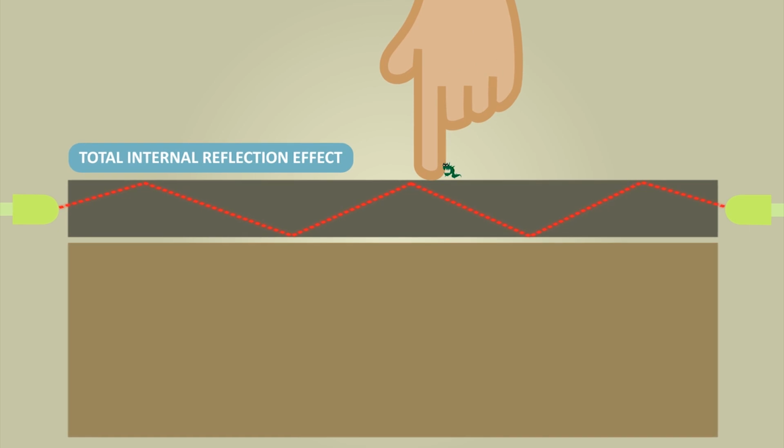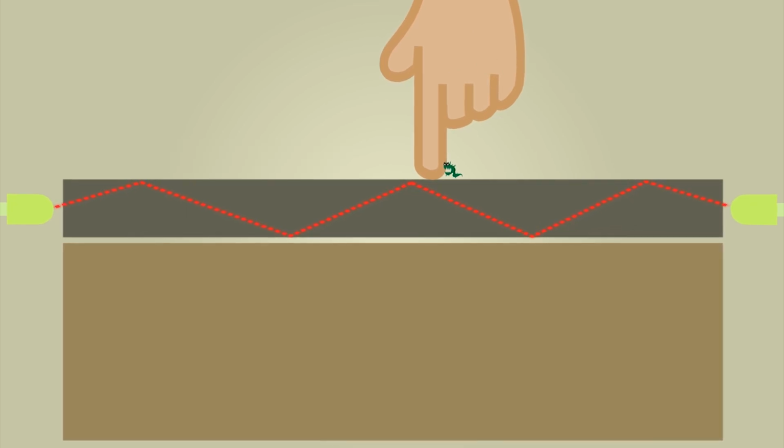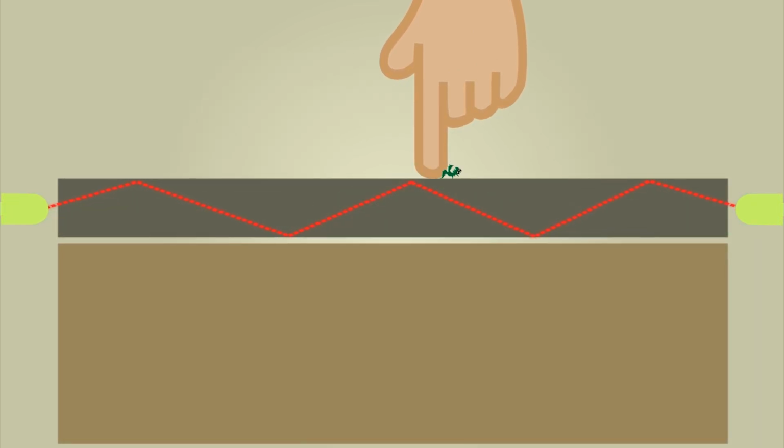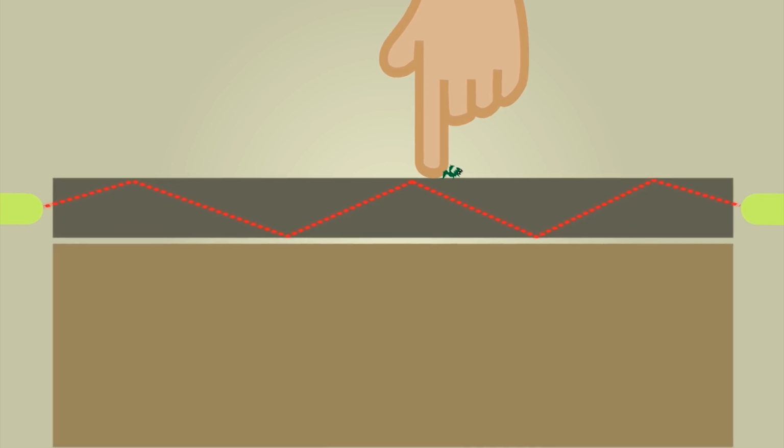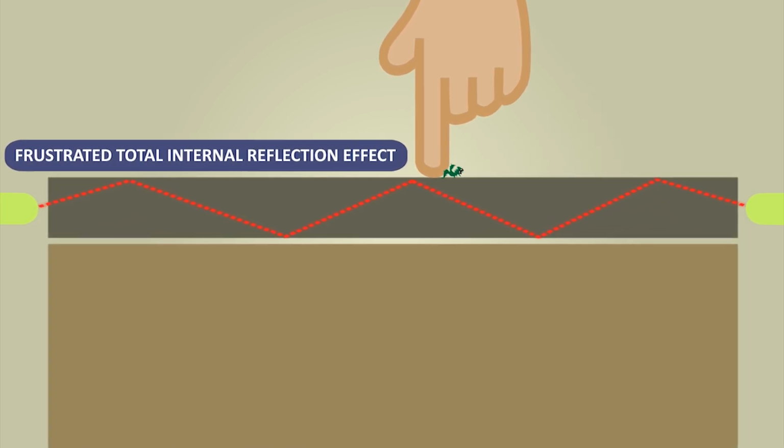When a user touches the screen, some UV light exits the transparent film at points of contact to disinfect fingertips and immediate surrounding areas through the frustrated total internal reflection effect.